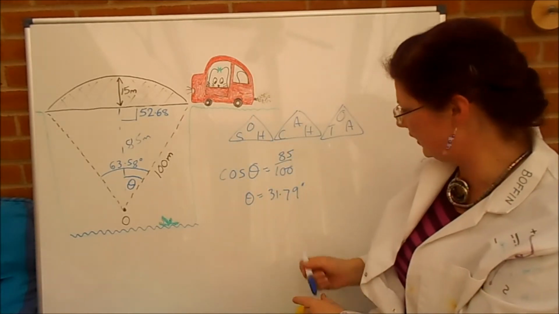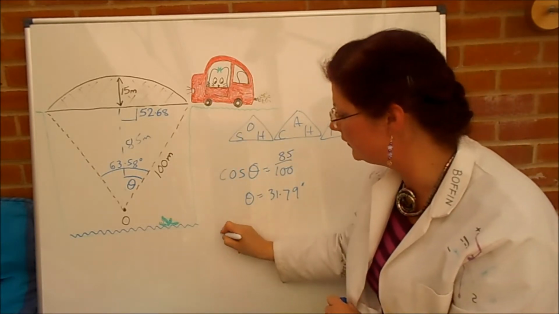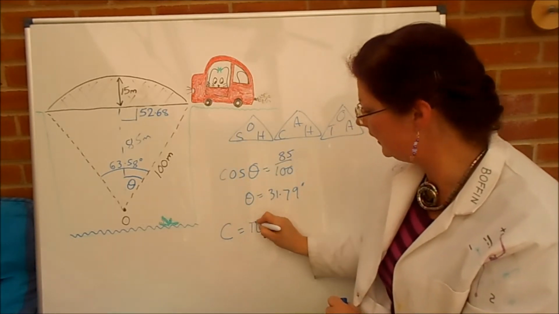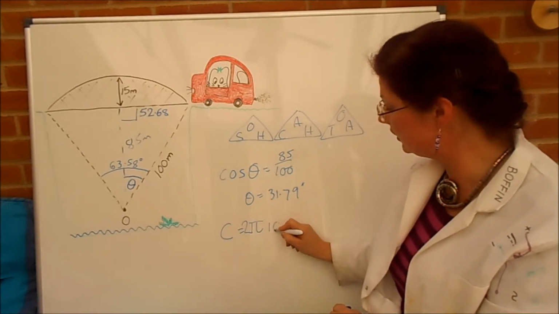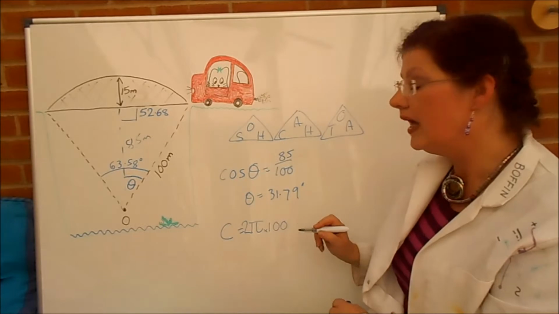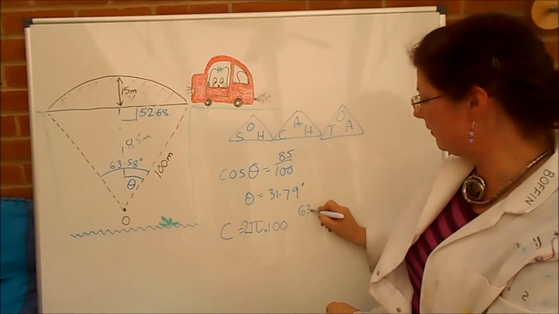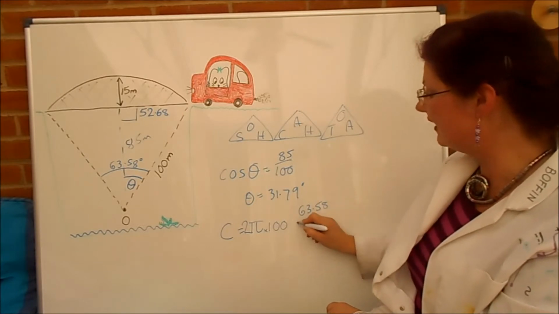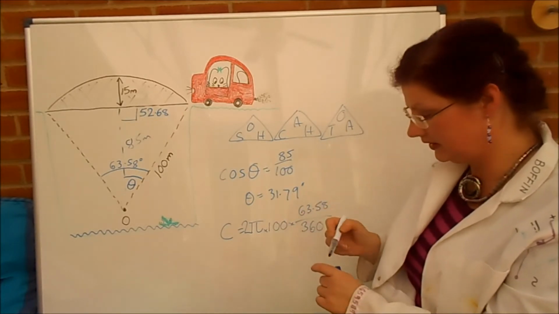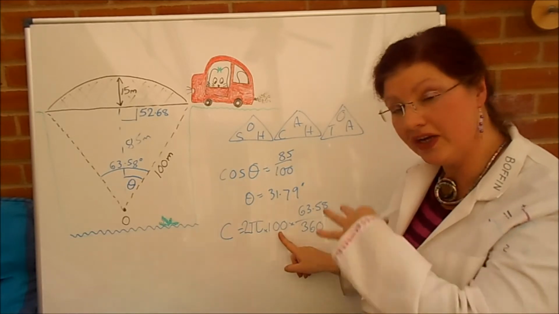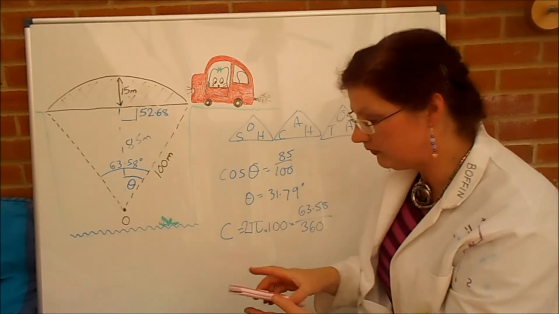So from here, actually I can fit it down here, can't I? The whole of the circumference of a circle is equal to pi times the diameter, or 2 pi times the radius, so 2 times pi times 100. And we only want a fraction of it, so we want 63.58 out of 360 of that. So 2 pi r will get us the full circumference, and then that's the fraction of it that we want.